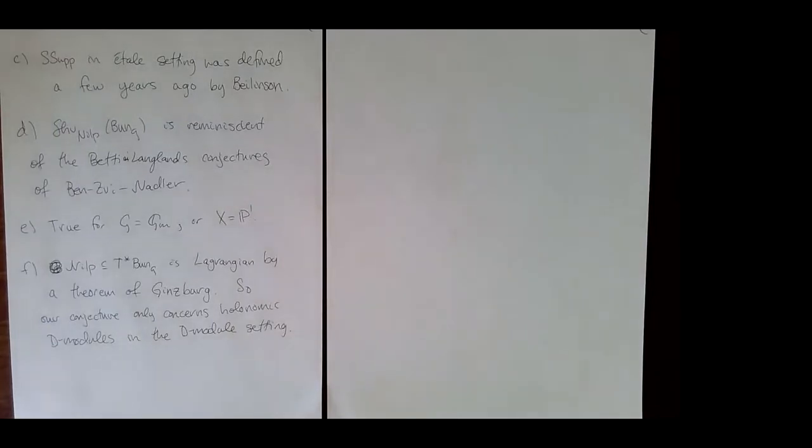And how should you shrink the right-hand side? Well, you should use restricted local systems rather than arbitrary local systems. Okay, yeah, I think I've got it now. Yeah, thank you.